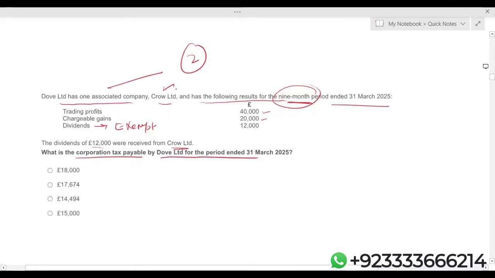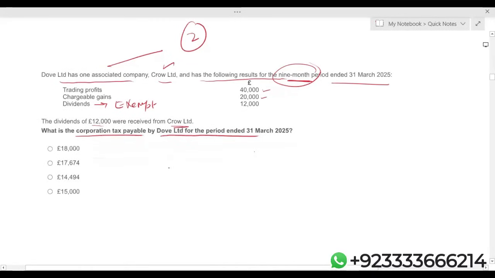While calculating augmented profit, we do add dividend, but that dividend is a dividend which is coming from non-group, unconnected companies. Crow Limited is your subsidiary. So this 12,000 will not be a part of augmented profit. Simply trading profit plus chargeable gain, your taxable total profit will be 60,000. So we know that the corporation tax rate is 25%. So 60,000 into 25%, I'm getting 15,000.